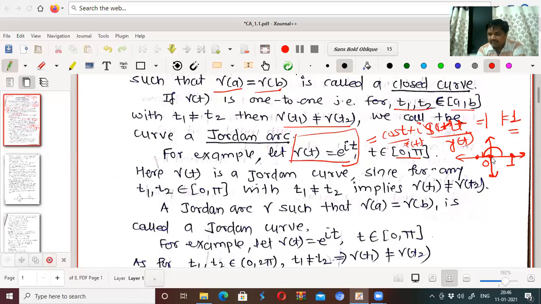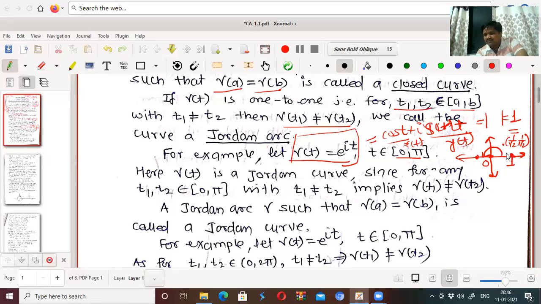For t equal to pi by 4, angle theta is pi by 4. If I take t equal to pi by 4, what about this? Cos of pi by 4 plus i into sin of pi by 4. Cos pi by 4 is 1 by root 2. Sin pi by 4 is again 1 upon root 2. So the point is (1 by root 2, 1 by root 2).